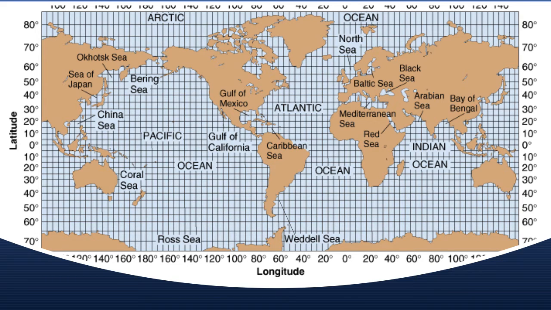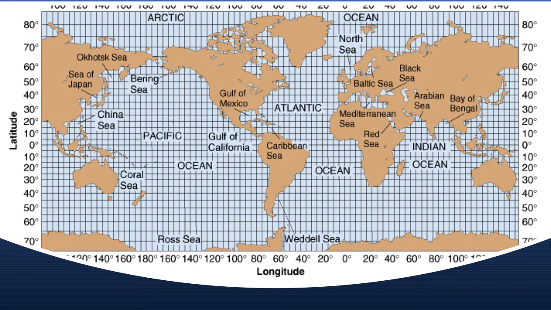Alright, here's a map. It's a basic map of our planet, all flattened out for us. And you can see there are four major ocean basins. So there's the Pacific, there's the Atlantic, the Indian, and the Arctic, right?